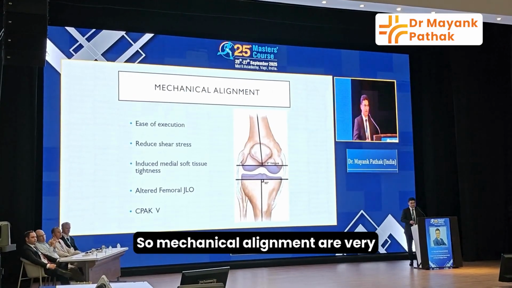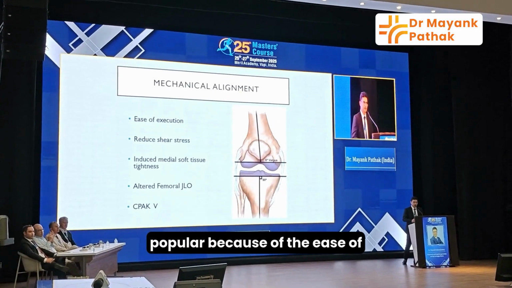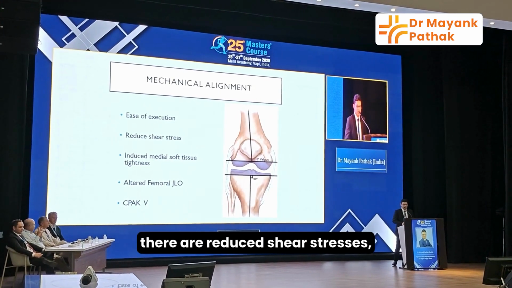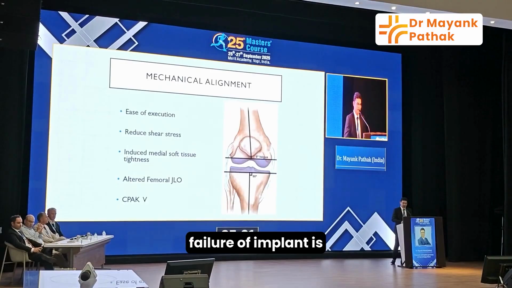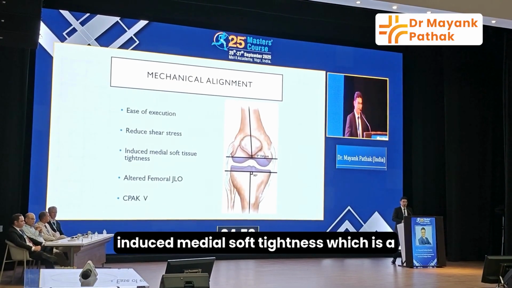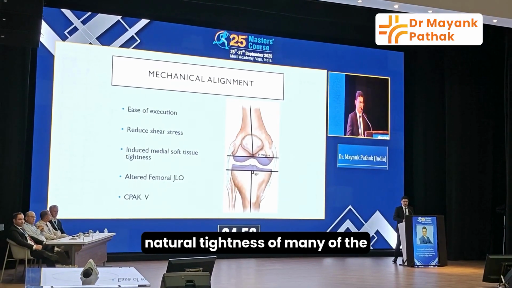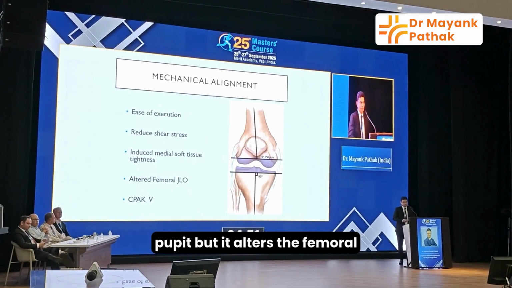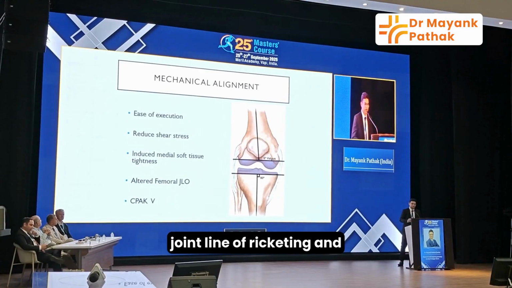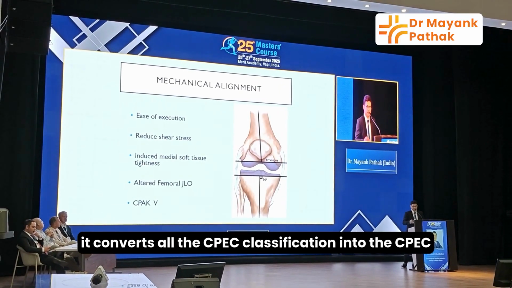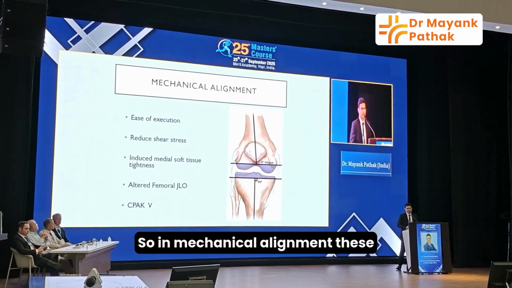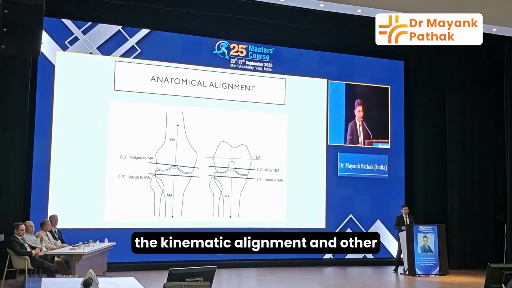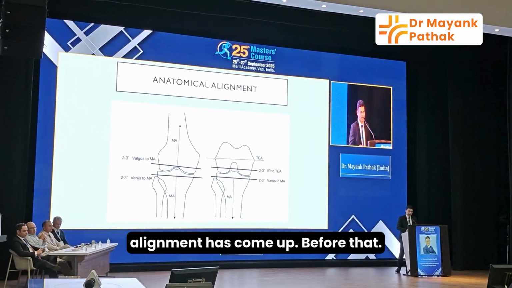Mechanical alignment is very popular because of the ease of execution. There are reduced shear stresses, and the failure of the implant is also very low. But it induces medial soft tissue tightness, which is a natural tightness in many people, and it alters the femoral joint line obliquity, converting all the CPAK classifications into CPAK 5. So in mechanical alignment, these challenges come up. Hence kinematic alignment and other alignments have come up.